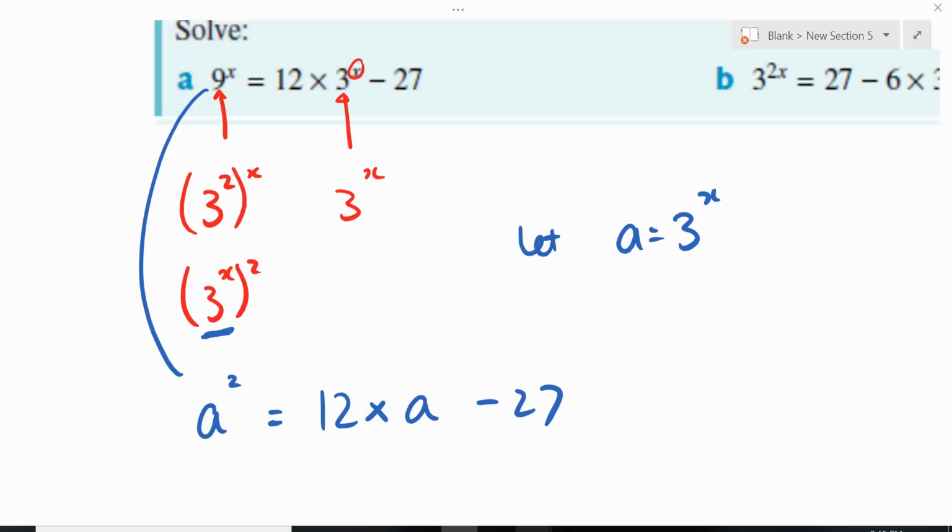And how did I know it's 3 to the power of x? Because I noticed 9 and the 3, they have a relationship of 3. So 3 squared is 9. Instead of writing 3 squared, I can write it as 3 to the x. This changes this problem here.